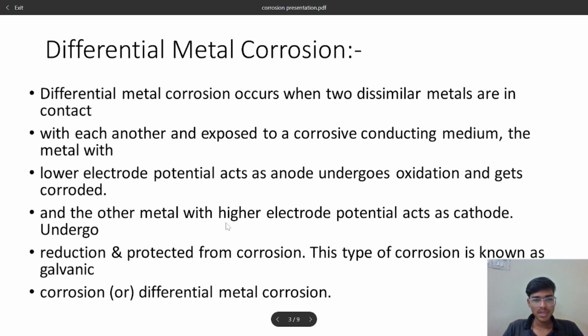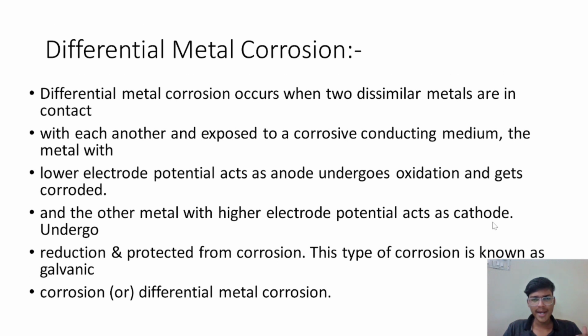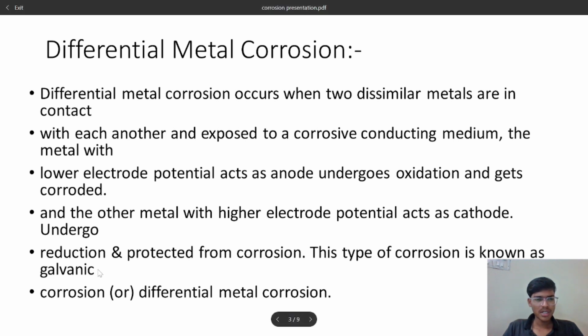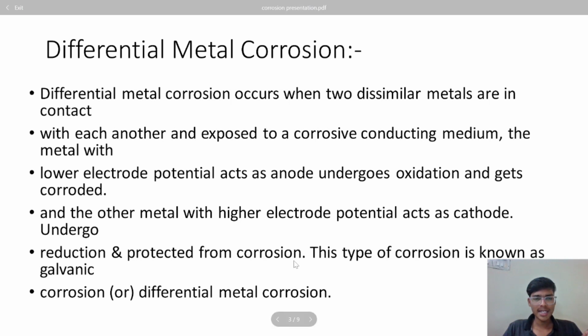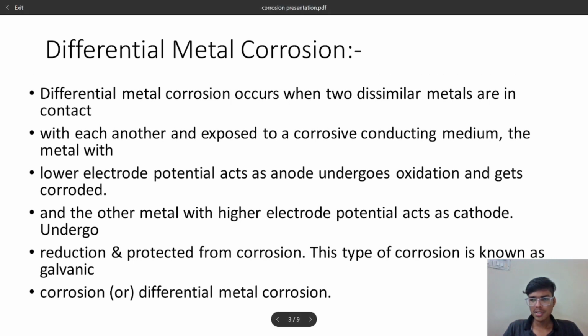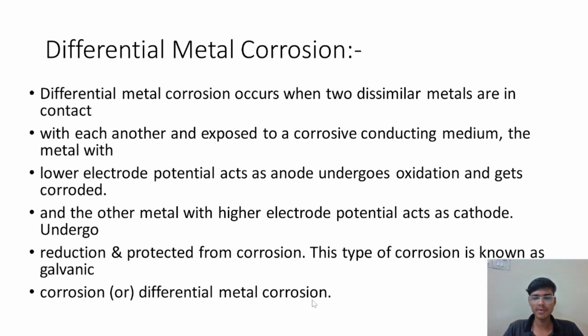And the other metal with higher electrode potential, or the metal with lower reduction potential, acts as cathode. At the cathode, the metal ion is converted into its metal atom by accepting electrons. At the cathode, reduction occurs and the metal is protected from corrosion. This type of corrosion is known as galvanic corrosion or differential metal corrosion.